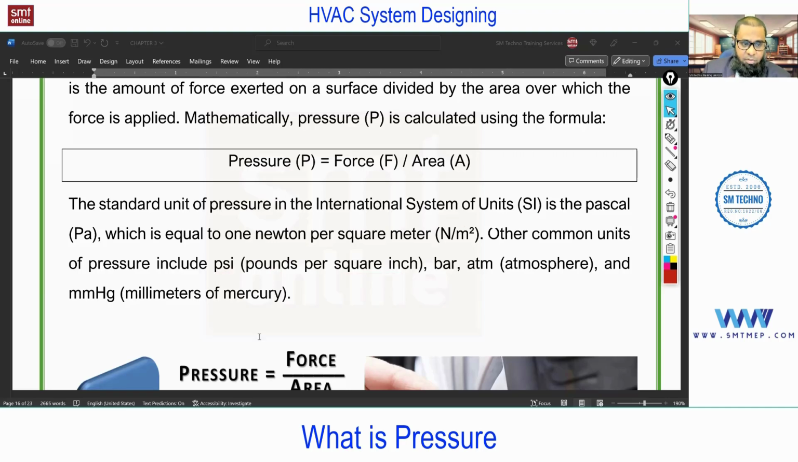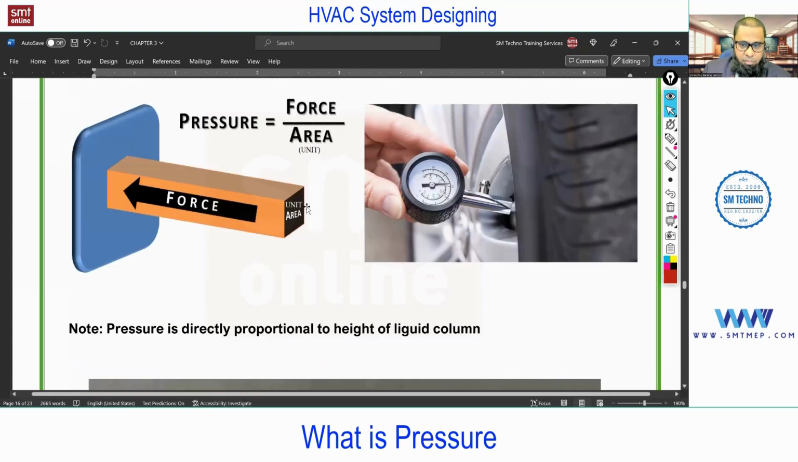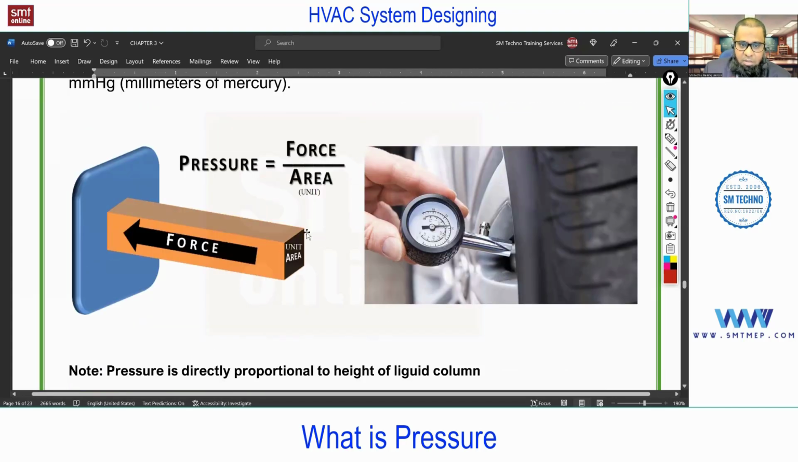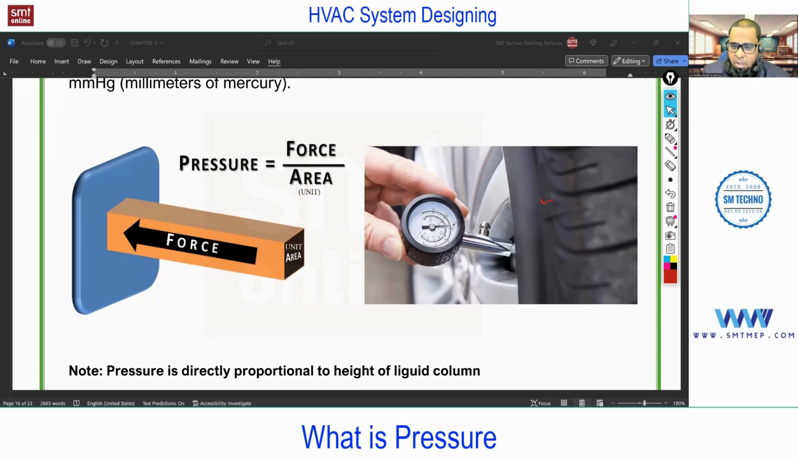On the left side of the screen, you can see force for a particular area. To understand the concept, let me give a simple example. Everyone is aware of the tire. This can be a 2-wheeler or 4-wheeler tire, tubeless or tube tire. Generally we fill air in the tire, and most commonly we fill 30 PSI. PSI is nothing but pounds per square inch. Pound is a unit of force, per square inch.